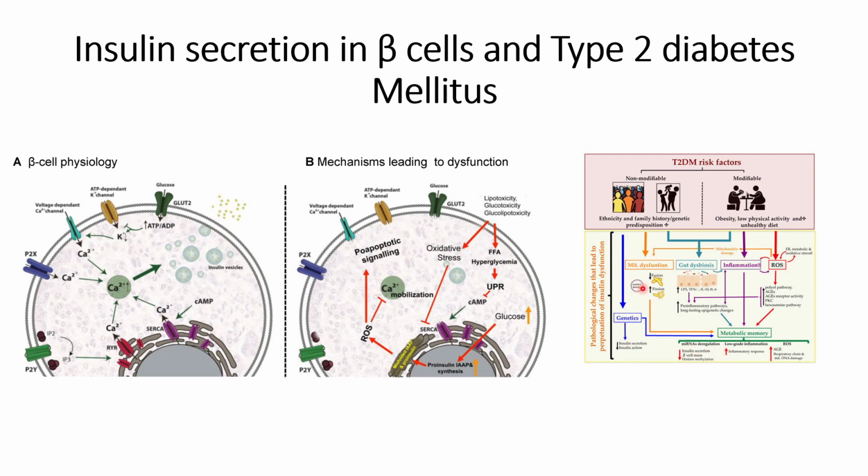So I hope you have understood some basic idea about beta cell physiology, or insulin secretion in beta cells, and the different kinds of type 2 diabetes mellitus, that is, which ones are modifiable and which ones are not modifiable.